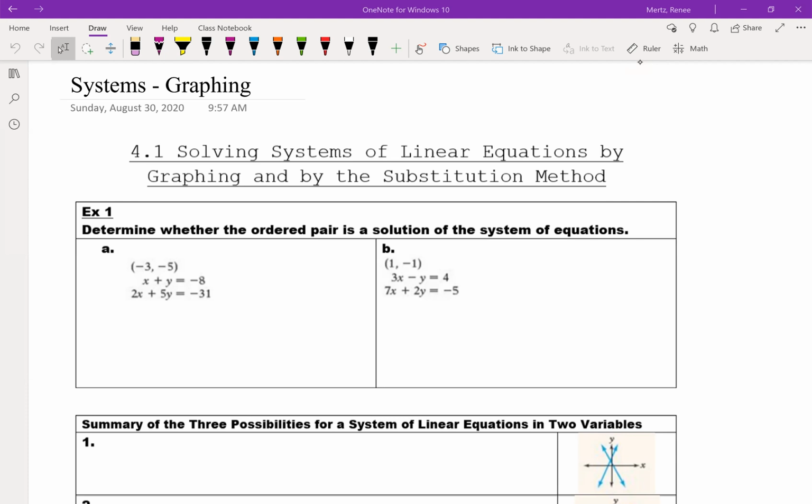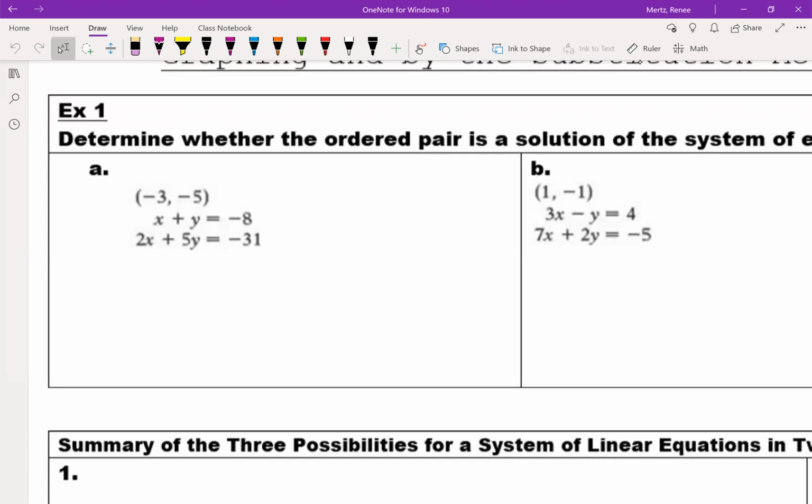So for our first example, it just wants to know whether the ordered pair is a solution to the system of equations. So to figure out if it's a solution, all you're going to do is check it in both equations. If they work in both, then yes, it's a solution. If they don't work in both, then no, it's not a solution. So please try this, hit pause, and see what you get.